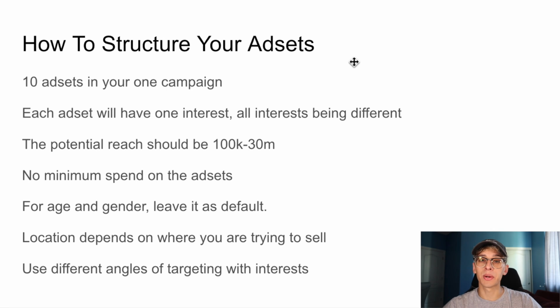And your reach, personally, I do 100,000 minimum, maybe even 50,000 if it's a super laser targeted audience, but I normally do 100,000 to upwards of 30 million. Obviously, I'll go higher. I really don't care. The potential reach is sort of important as long as it's not like 1,000. And one thing I used to do, I used to test out minimum spend per ad set. I normally did that, but now I don't. I just let Facebook do all of the heavy lifting. It's just easier that way. And it's been performing well for me, so I don't really see any need to change it.